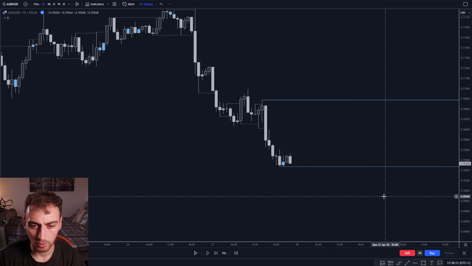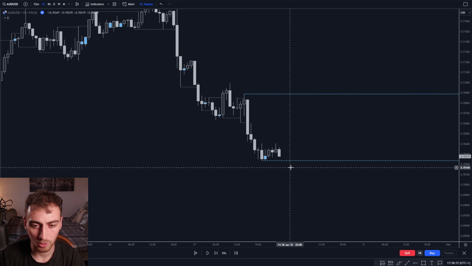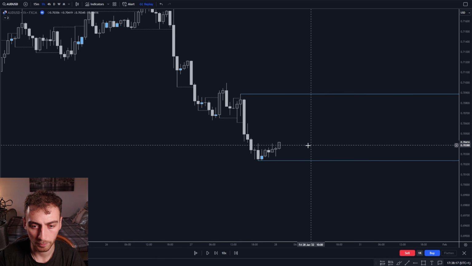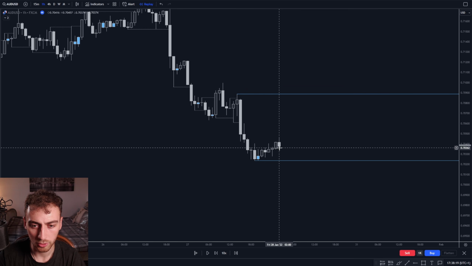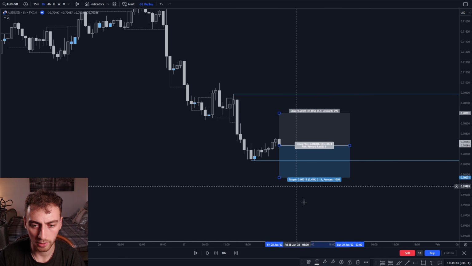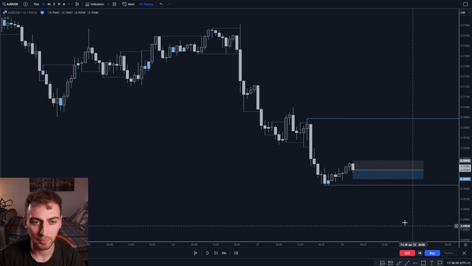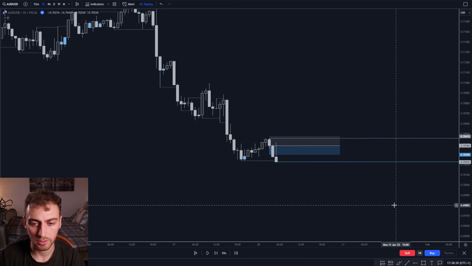Let's see. This looks pretty good. Maybe we can get a flag setup. There is a bit of a slowdown at the bottom, so I'll be cautious of a shift. It's during the Asian session as well. Okay, yeah, there's a trade here. That's good, right before the end of the month. So, alright, let's see how it goes.